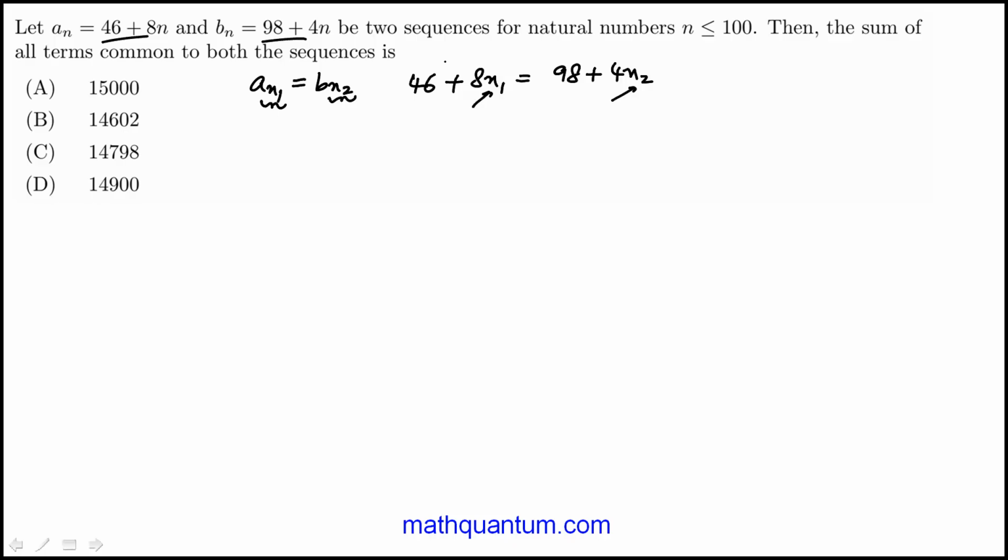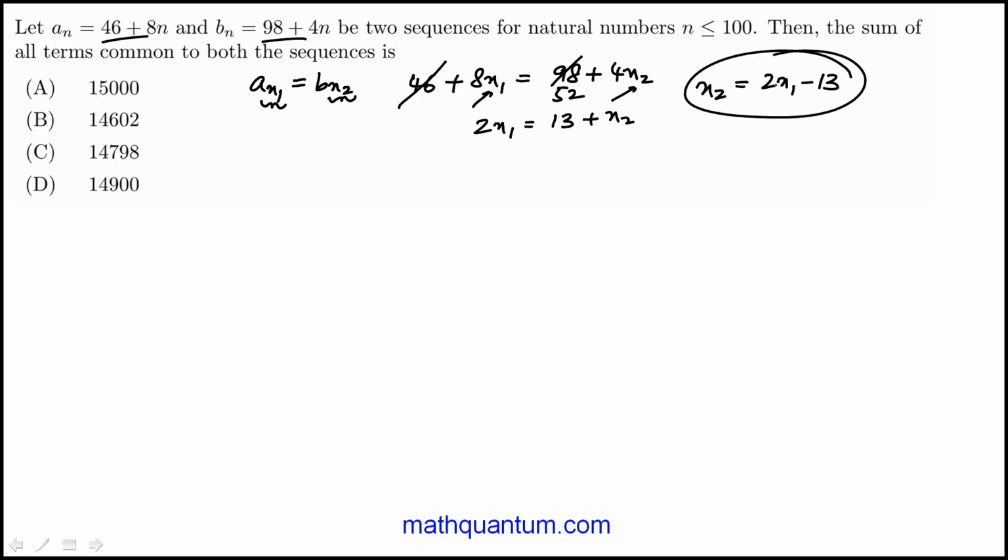So I'll start to simplify this. That becomes 52, and then I divide both sides by 4. So that would be 2n1 equals 13 plus n2. I'll isolate n2, that's easier. And so I can generate a table here to figure out for what pairs these two have identical values. Now you'll notice both n1 and n2 have to be positive.